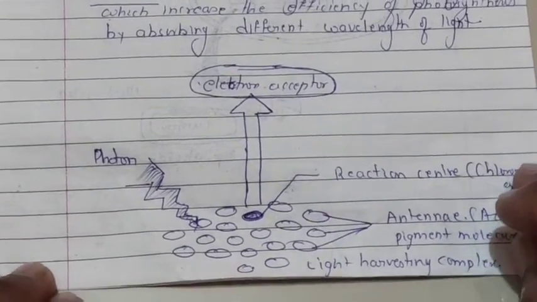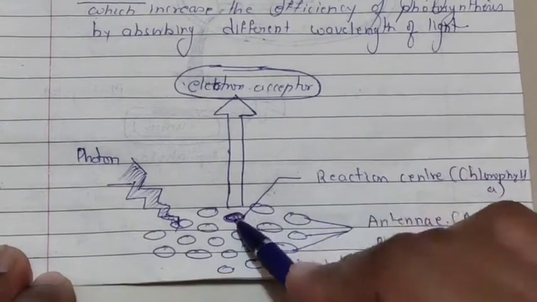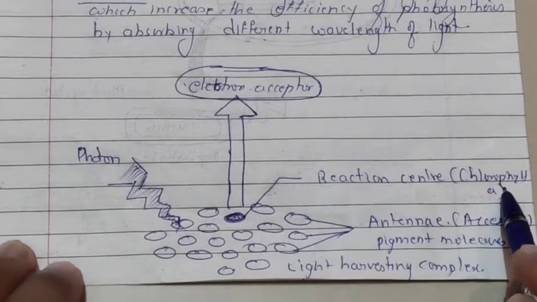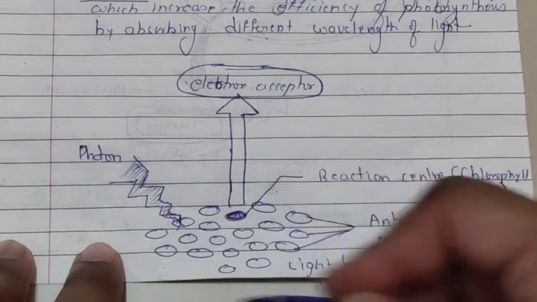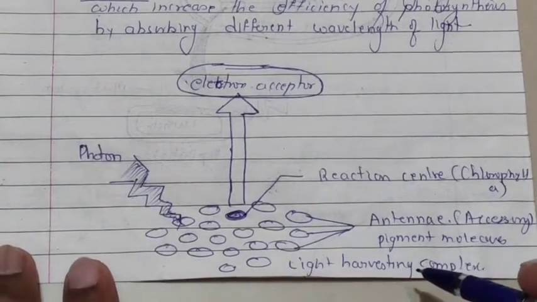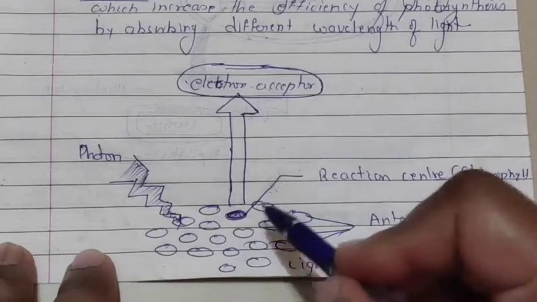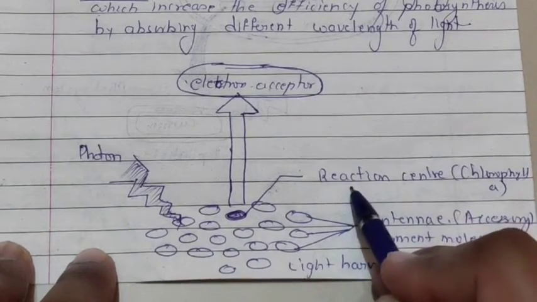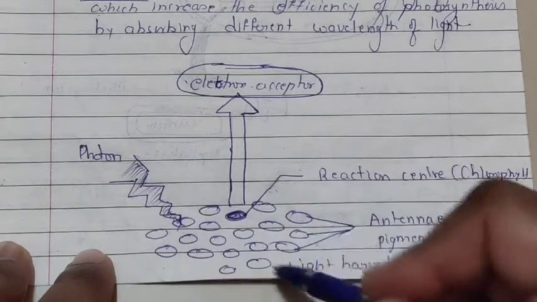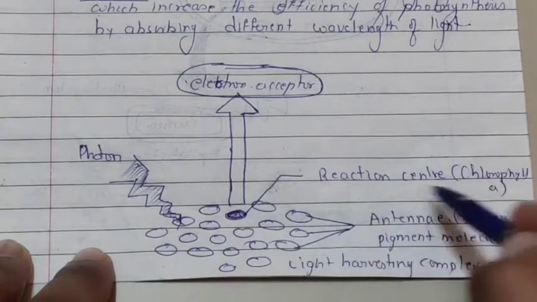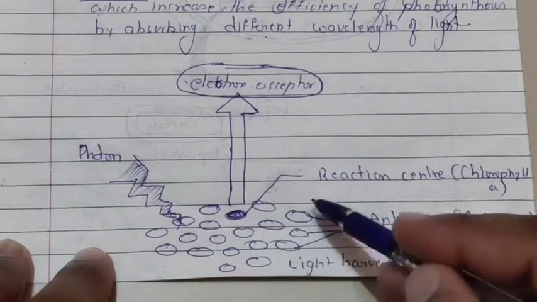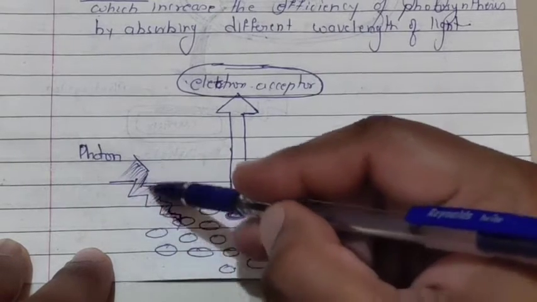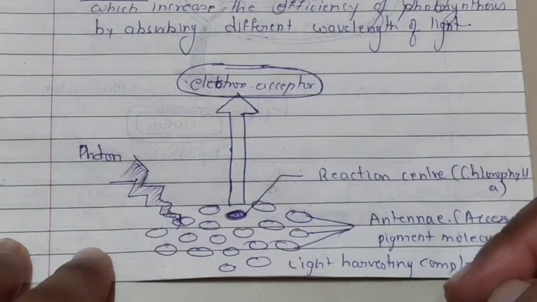Here you can see the diagrammatic representation. This one is a reaction center, means chlorophyll A. Clear? So overall diagram is of light harvesting complex, LHC. So this one is the reaction center of chlorophyll A. Chlorophyll A makes the reaction center. Along with that, you can see surrounding the reaction center, there are other pigments. Accessory pigments form the antenna. So they are going to absorb the photon packet of light energy.